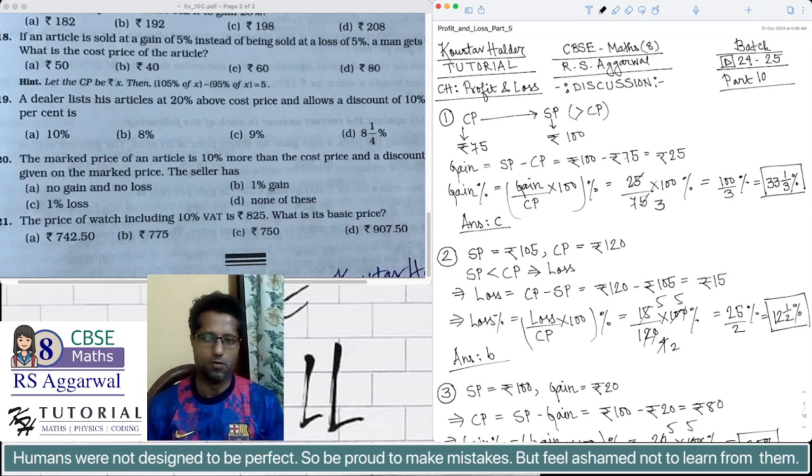The next video on this chapter will be in solving the test paper 10. So please stay tuned for the next video where I will solve the test paper 10. I think that will be based on percentages and profit and loss.